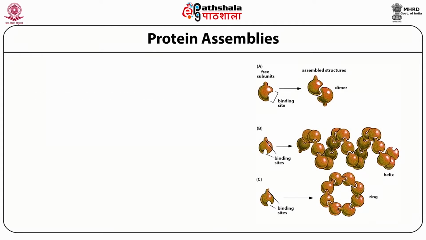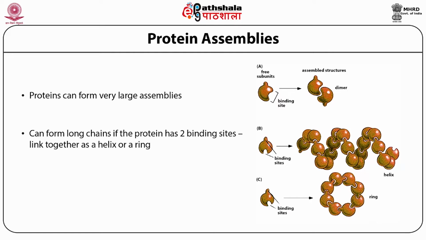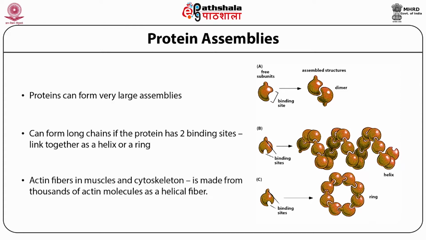Protein assemblies. Proteins can aggregate with each other and assemble together to make a chain or circle-like structure. Proteins can form very large assemblies. Aggregation can form long chains if the protein has 2 binding sites linked together as a helix or a ring. Actin fibers, the cytoskeleton of muscles, are made from thousands of actin molecules as a helical fiber. This is how proteins can aggregate or assemble together to form a helical structure.